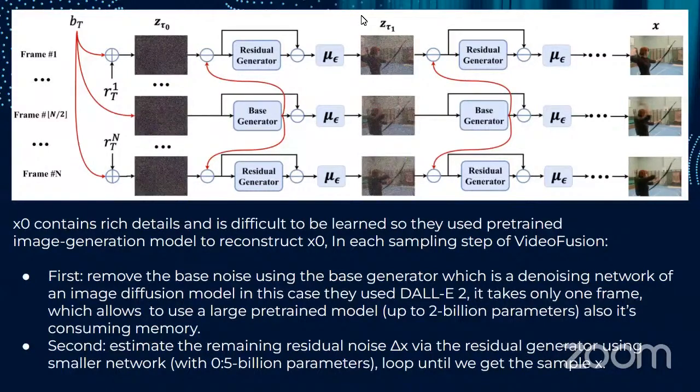In this case, they used DALL-E, which takes only 1 frame, which also consumes less memory, and it allows the authors to use a very large pre-trained model, up to 2 billion parameters. The next step is they estimate the remaining residual noise, delta X, via a residual generator, using a smaller network of up to 500 million parameters, and they continue looping through this process until they get the pure frames of the video, X samples.